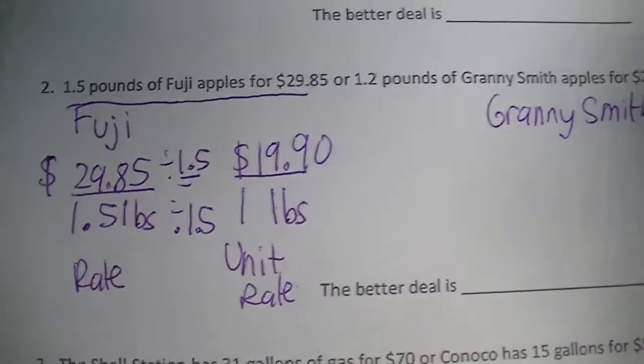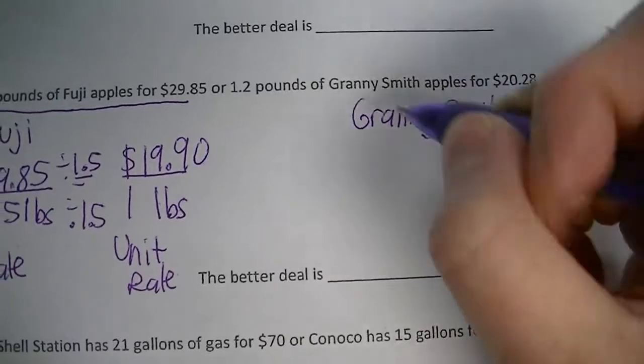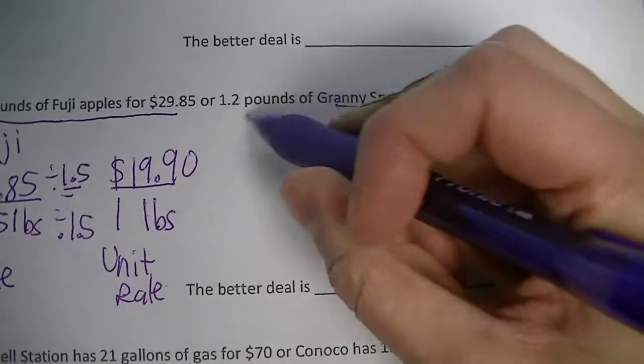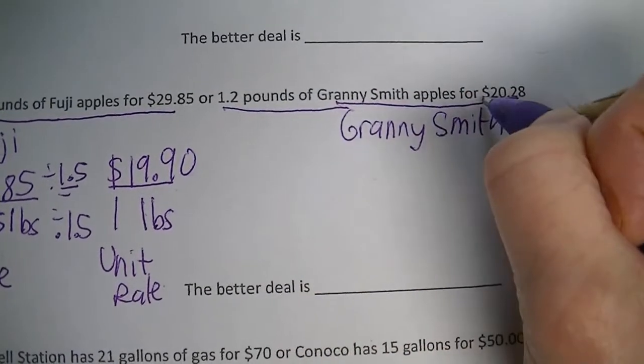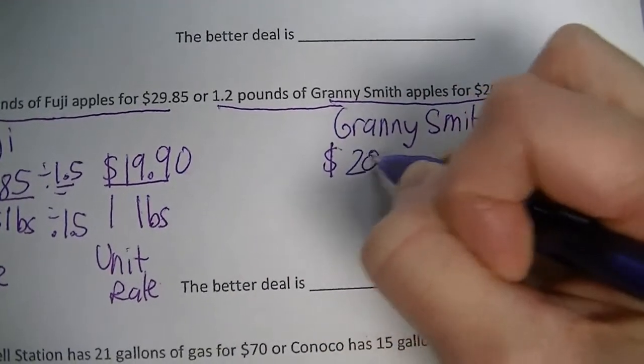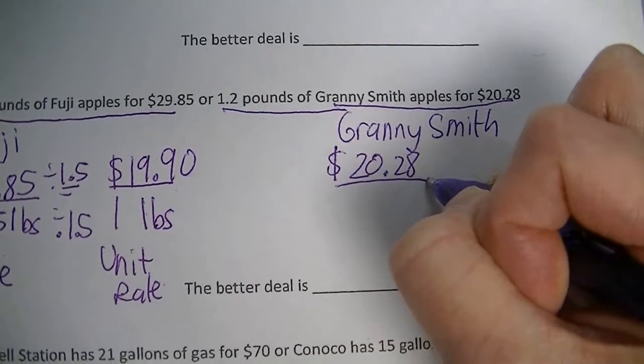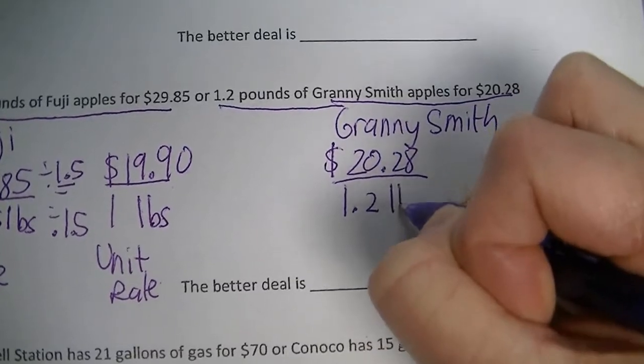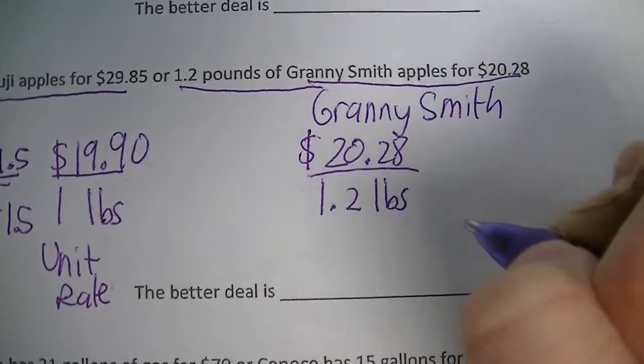Okay, now I need to go figure out the Granny Smith situation here. And Granny Smith apples, you get 1 2/10 pounds of them for $20.28. So I'm going to go ahead and label everything. So $28.28 for 1 2/10 pounds. Gosh, I did it again. I should have left a bigger space.